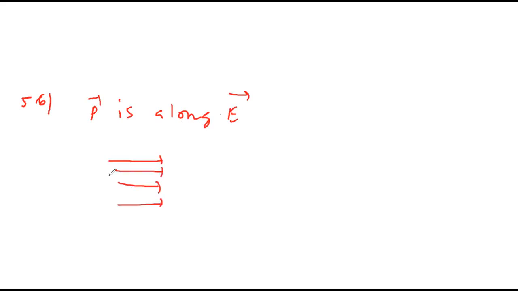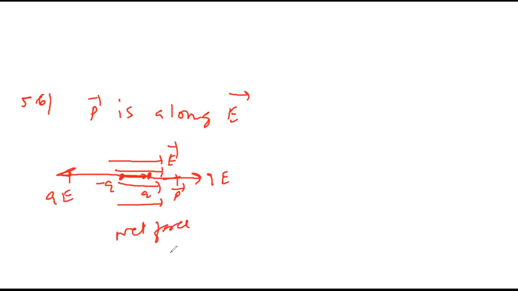This also I have explained to you. Let me see whether you are able to analyze. So this is the direction of E bar, same is P bar. What is the net force acting? Q into E. This is QE and this is also QE. So what is the net force? 0. Very good. And this is a stable equilibrium condition.